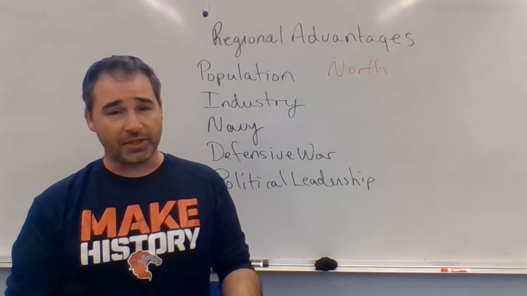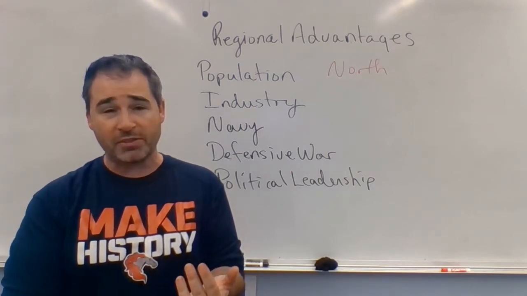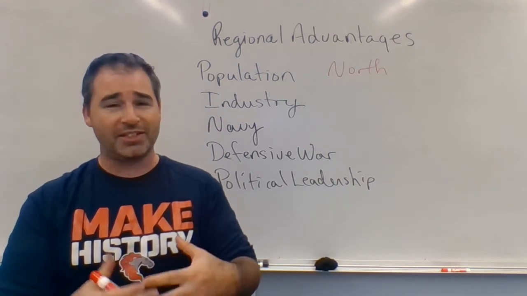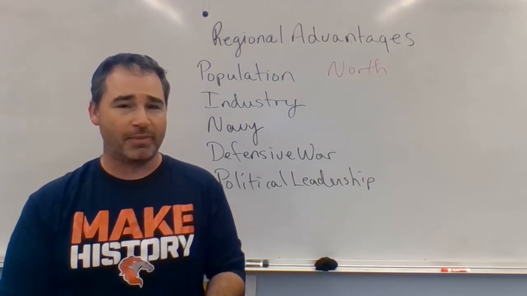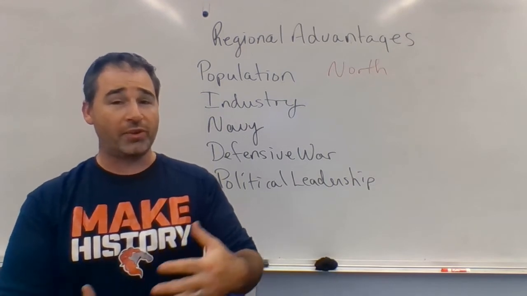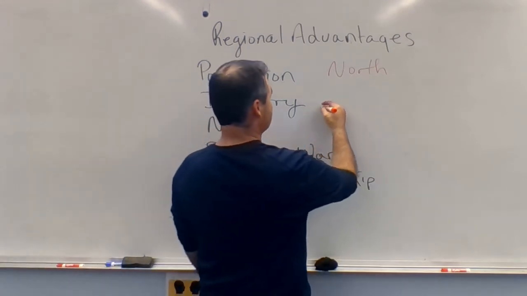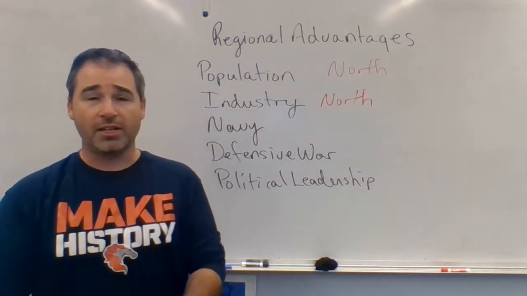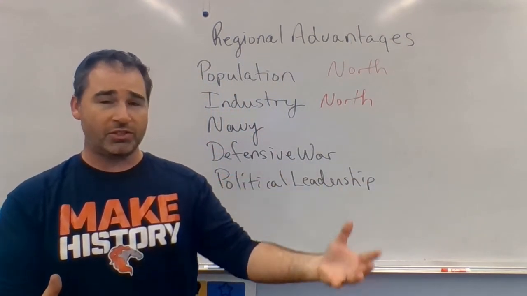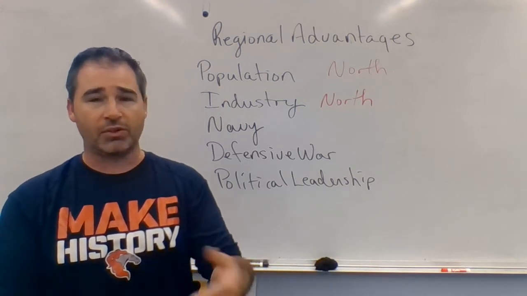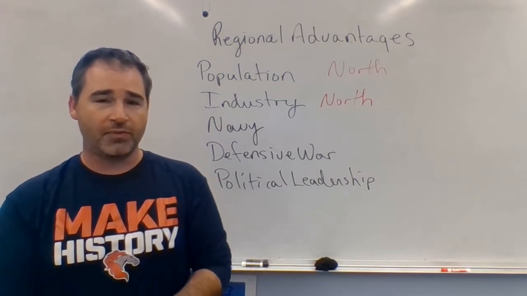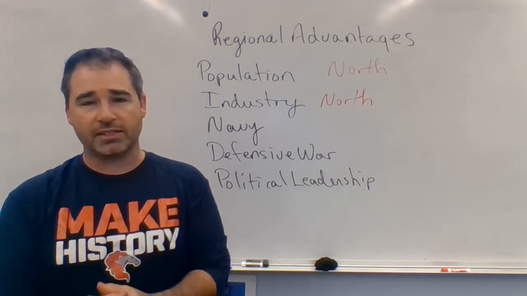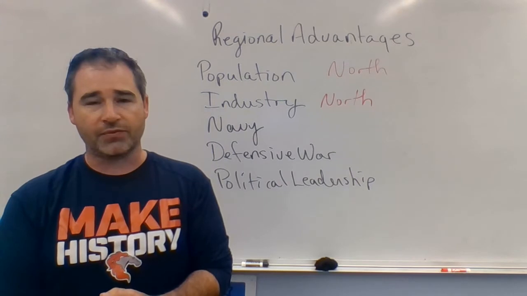We can also look at industry. Industry is important because that means more weapons being produced, more food being produced, clothing, all of the things that you need to make an army run that you don't necessarily think about. Industry is all located up in the North. The North is going to have a transportation advantage as well because all of the railroad tracks are up in the North going into the West. The steamboats are all going to be controlled by the North as well. So transportation, communications, industry, those are all advantages that the North has in this fight.